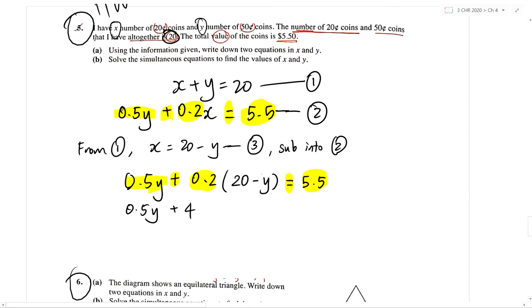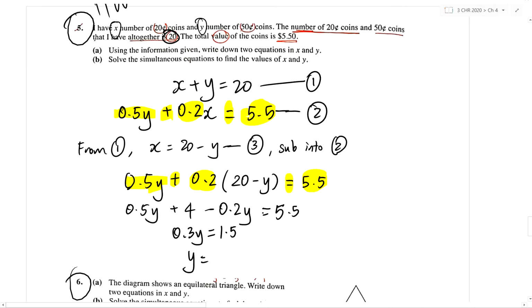And after that, 0.2 times negative y. Because this is a positive, this sign will not change. So it becomes minus 0.2y, and this is 5.5. Group all the like terms together. In this case, it will be our y terms. 0.5 minus 0.2, total we get 0.3y. Now, this will be equal to 5.5 minus 4. Like what you all like to say, I move the 4 over. No, what we are actually doing is we subtract 4 on both sides, resulting in 1.5.